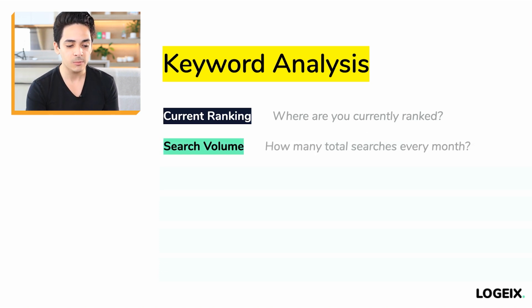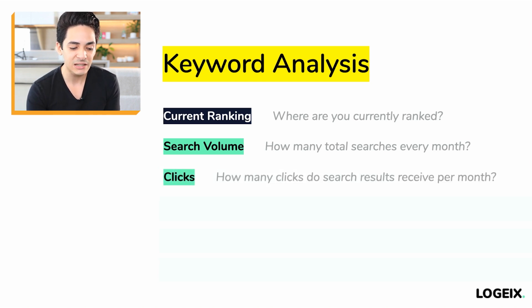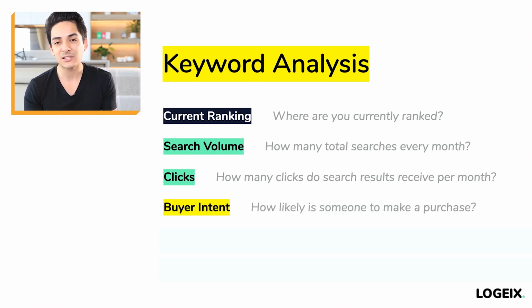You also have search volume. Obviously, search volume is great because it tells you there are 10,000 searches a month for this, but you also have to consider that in certain cases there's an image pack, a video pack, and different things that take up the search results, so it doesn't necessarily get that many clicks. So you also want to consider the clicks or the traffic that those keywords get. You also have the buyer intent, which is how likely someone is to make a purchase after searching for this keyword.